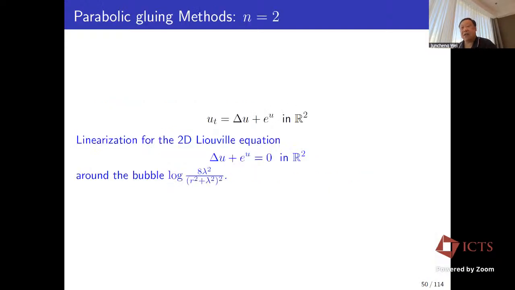Okay, so we talked about the parabolic blowup for dimension 4 and dimension 3. Dimensions 5 and 6 are the alpha case. Dimensions 4 and 3 are the non-alpha case. So what about dimension 2?